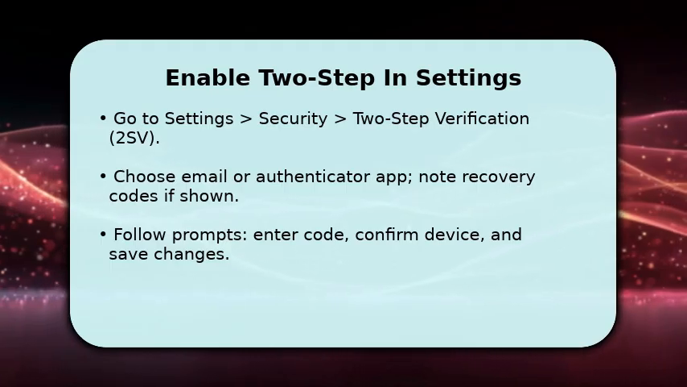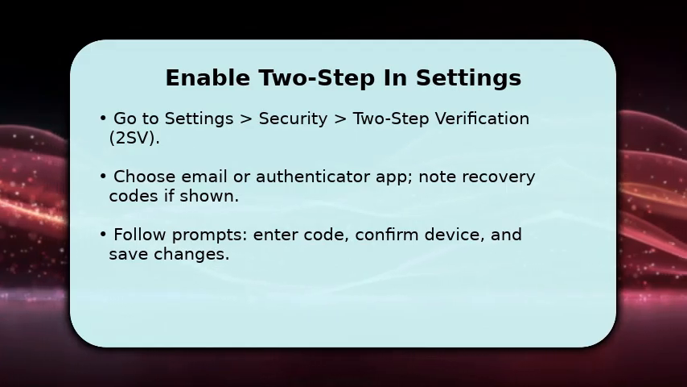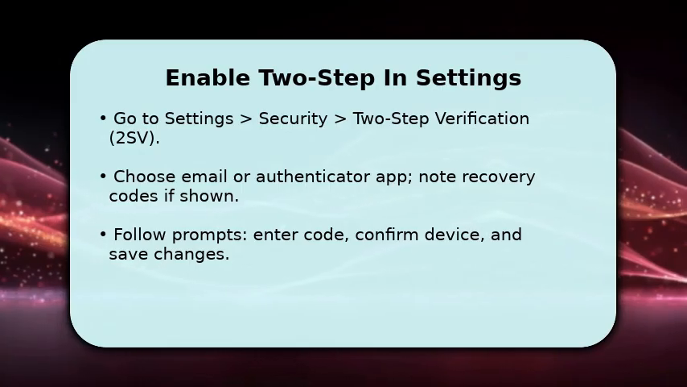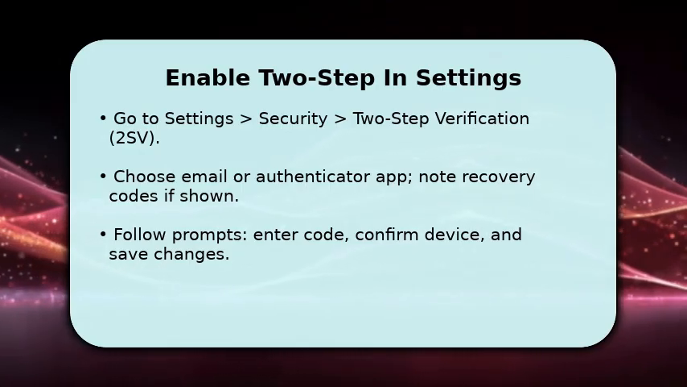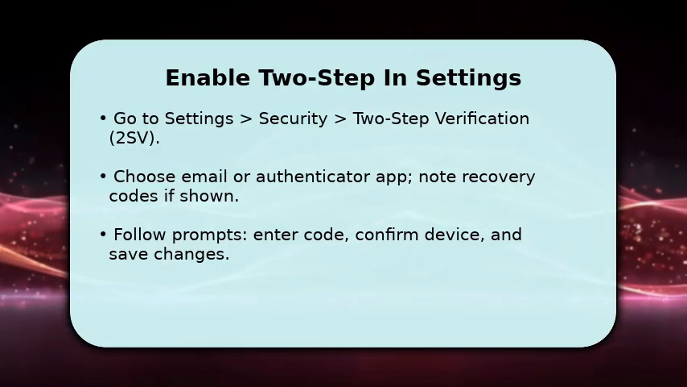When prompted, enter the code sent to your chosen method to link it to your account. If Roblox shows recovery or backup codes, copy them somewhere safe. These let you regain access if your phone is lost. Finally, confirm and save the changes to activate two-step verification.